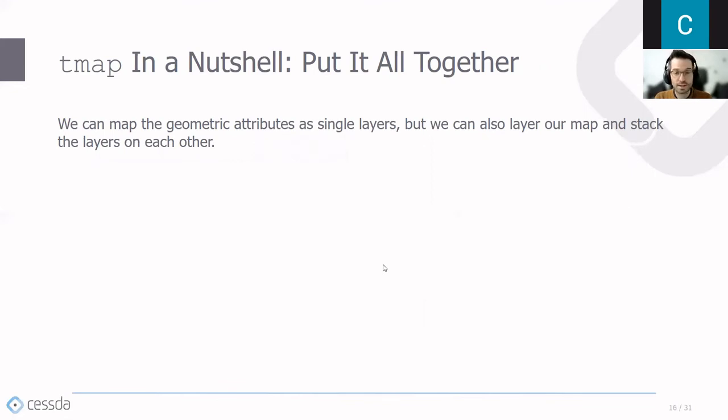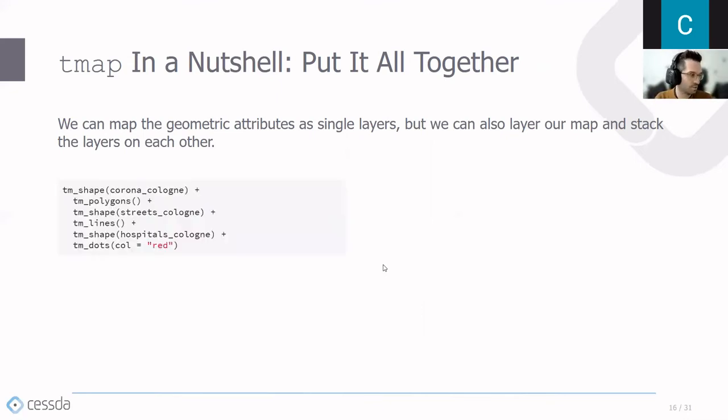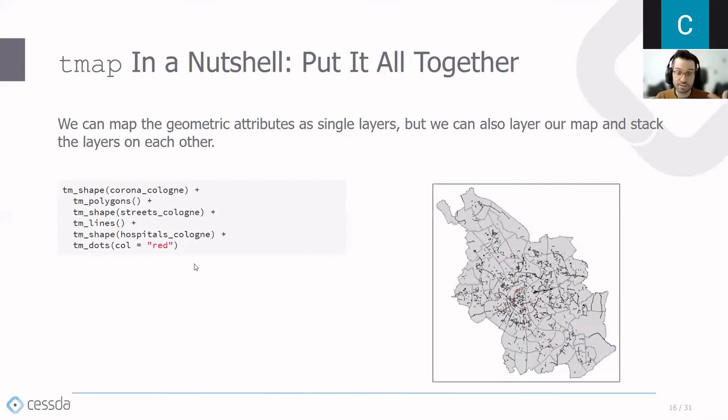The nice thing now is that you can combine them. So not only display one feature or one data set at a time, sometimes you can layer them on top of each other. For example, in this case, we use our corona cases in Cologne data set. We define polygons, so polygons with boundaries. We then add the streets network data with the tm_shape function here, and add them as lines. And then we add the hospitals and add them with dots. What we also do with the hospitals is make them a little bit more colorful using the col argument here and then define a color. And this is the result of it. So this is fairly easy to get started with several data sources and map them really easily and really fast.